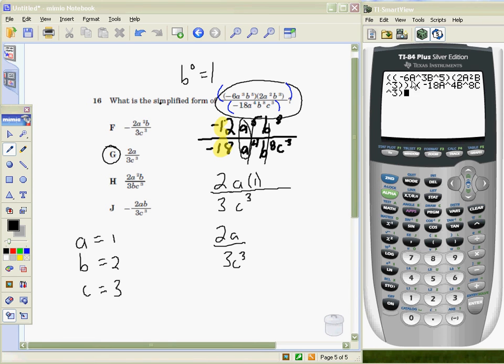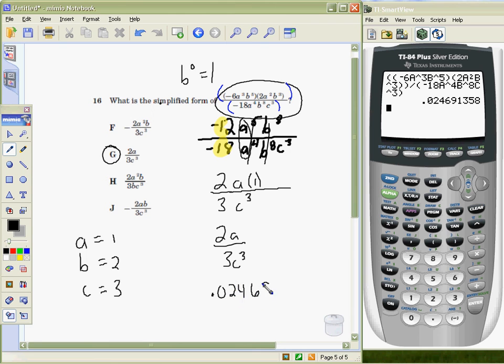And I just want to re-examine this and make sure I put it in correctly. And that's good. And when I hit enter, I'm going to get that decimal, 0.02469135.